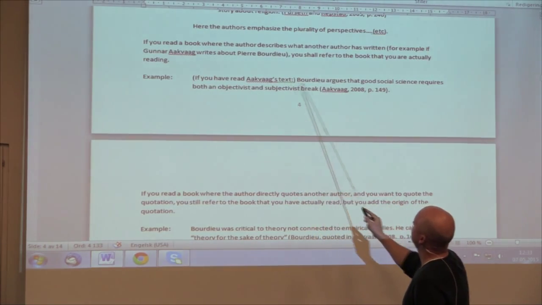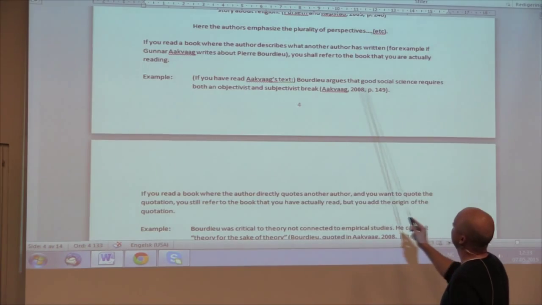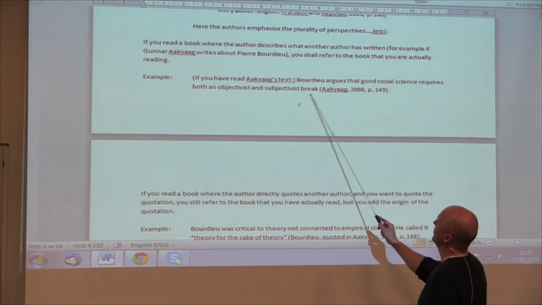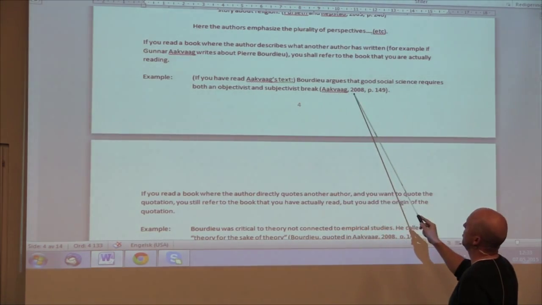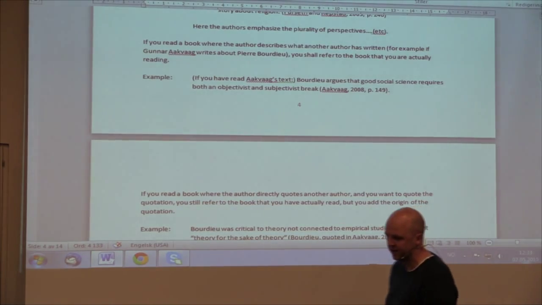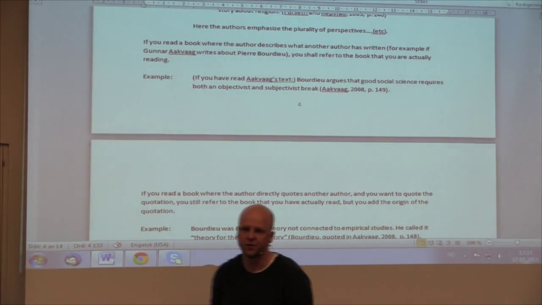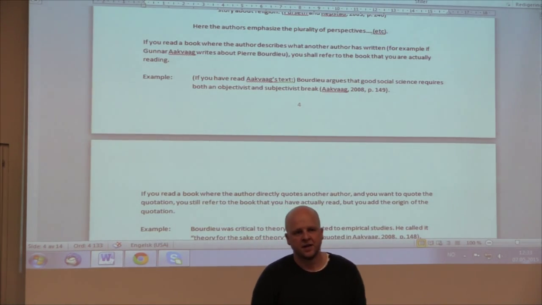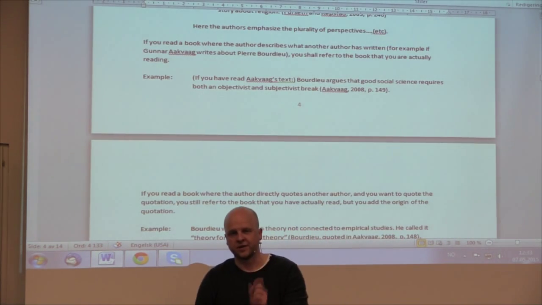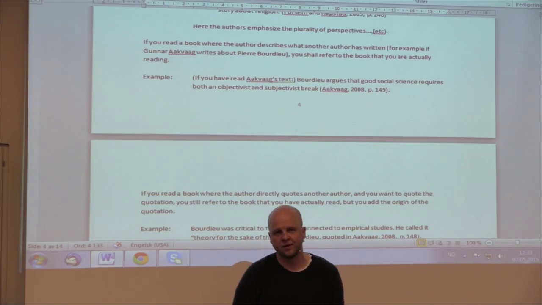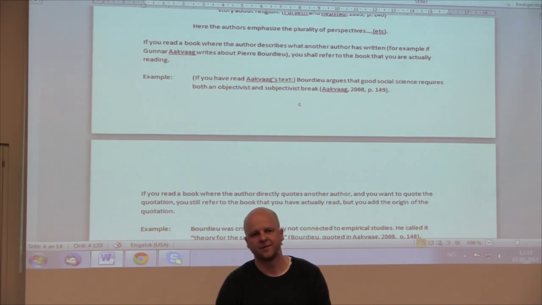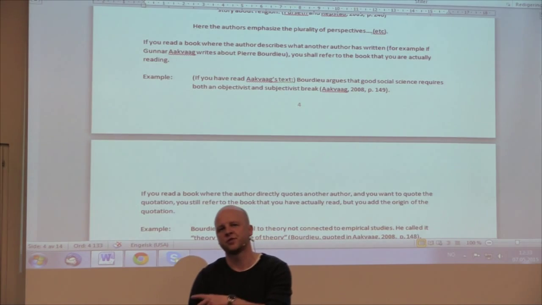So for instance, if you read a book where, for example, Gunnar Åkvåg writes about Pierre Bourdieu, you should do it like this. Bourdieu argues that good social science requires both an objectivist and a subjectivist break. And then you refer to Åkvåg's book, because you haven't read Bourdieu's book, you have read Åkvåg's book, and then you should give him credit for finding this. Of course, you may find the original source for yourself and read it, and then you can just cite Bourdieu. But if you don't read the original, then you should cite Åkvåg.